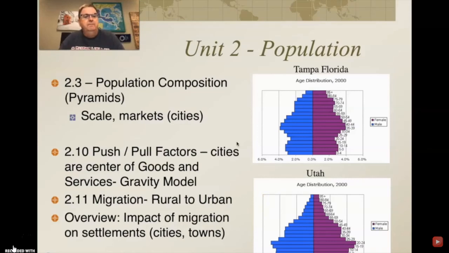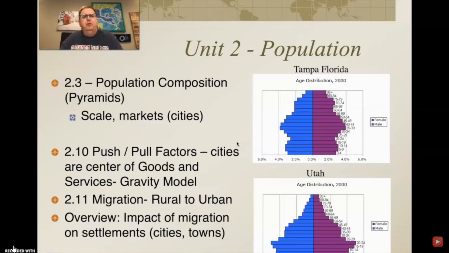2.10 here, push and pull factors. So this is migration. We know that cities are centers of goods and services, and that's one of the big reasons that people come to or leave cities: lack of jobs, potential of jobs. And if you know a little bit about what goes on in a few of these cities, it'll help your responses to shine and look better. Just because the FRQs aren't focused on urban itself, we will design rubrics that include answers that could potentially come from the urban unit. So we'll include those types of answers.